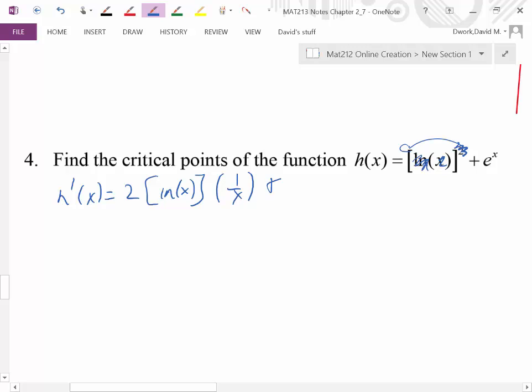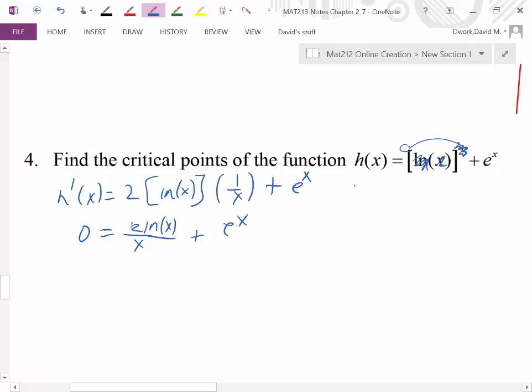Then plus, now the derivative of e to the x, well, that's the favorite kind of derivative because it's just e to the x. It's really e to the x times natural log of e, but natural log of e is 1, so we don't need it. So there's our derivative. So now what do we do with this? Set this thing equal to 0, and we need to solve it. And I'm going to clean this up a little bit. 2 times 1 over x is 2 over x times the natural log of x plus e to the x. Okay, all right, easy enough.